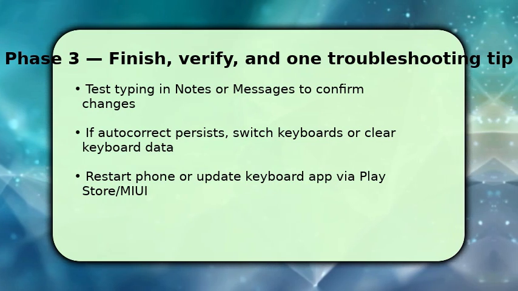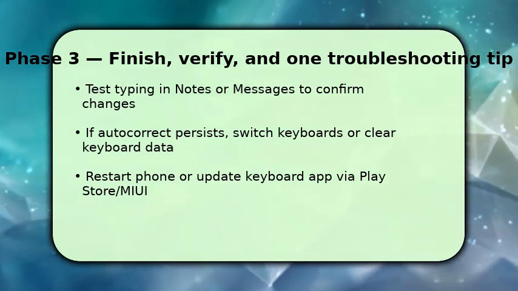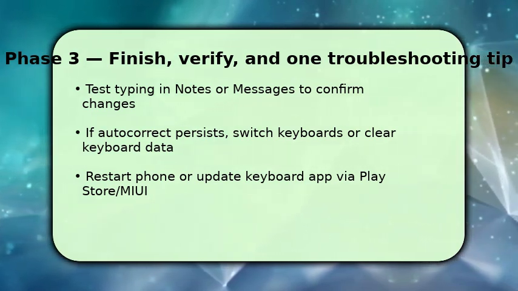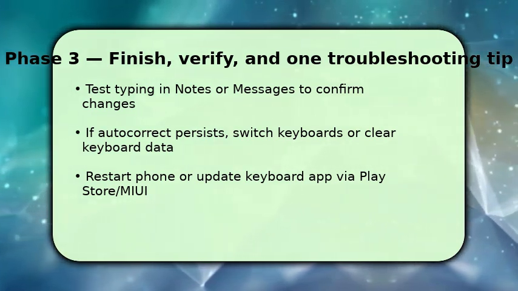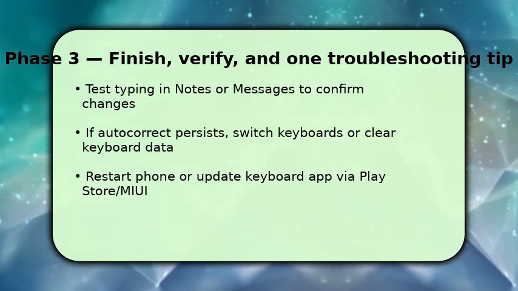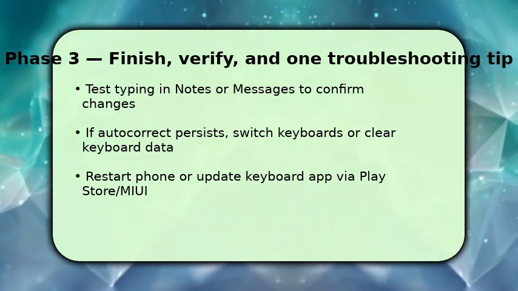If autocorrect persists, change the keyboard to another app temporarily or clear the keyboard app's data from Apps, Manage Apps. That resets custom corrections. If problems continue, restart the phone and check for keyboard app updates in the Play Store or MIUI updates, because outdated software can override settings or reintroduce them.